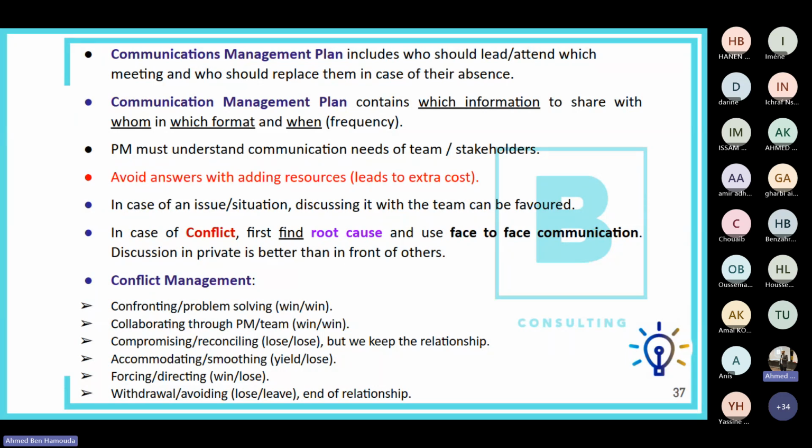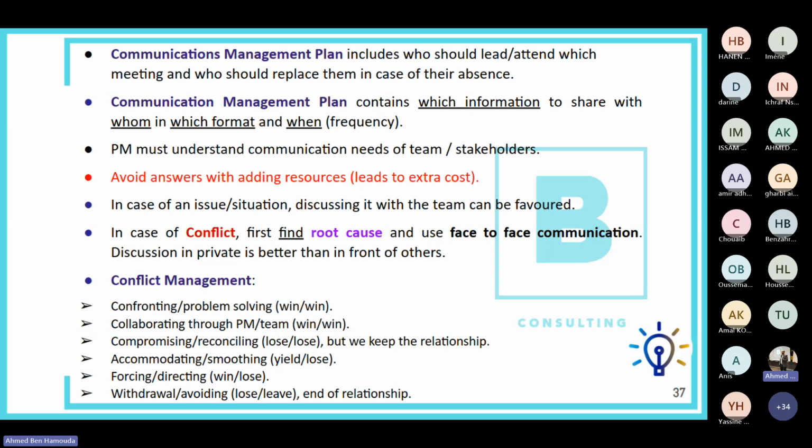In case of a conflict, now the last two bullets apply for both team and stakeholders, and they're really, really important. In case of any conflict, and it will be mentioned by word in the question, or you will understand directly from the question that the situation is about a conflict, what you need to do first of all is find the root cause of the conflict. So you always try to go for the answers where you search for the root cause of the conflict and use face-to-face communication. Resolving conflicts is better with face-to-face communication, an open communication style.